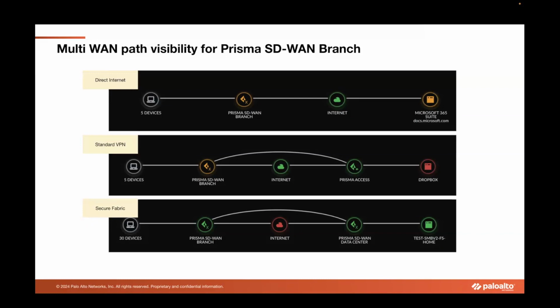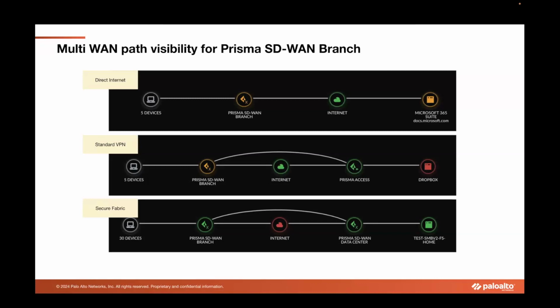So if you look at a Prisma SD-WAN branch, today we support multiple WAN paths, like for example, direct internet or Prisma Access standard VPN path, or the secure fabric Prisma SD-WAN VPN path, which connects to a Prisma SD-WAN data center. So irrespective of the path policy that is configured, we are able to monitor all of the paths for that particular application. And we are able to provide telemetry and visibility for application performance across all of these paths. And all of this requires absolutely no configuration.